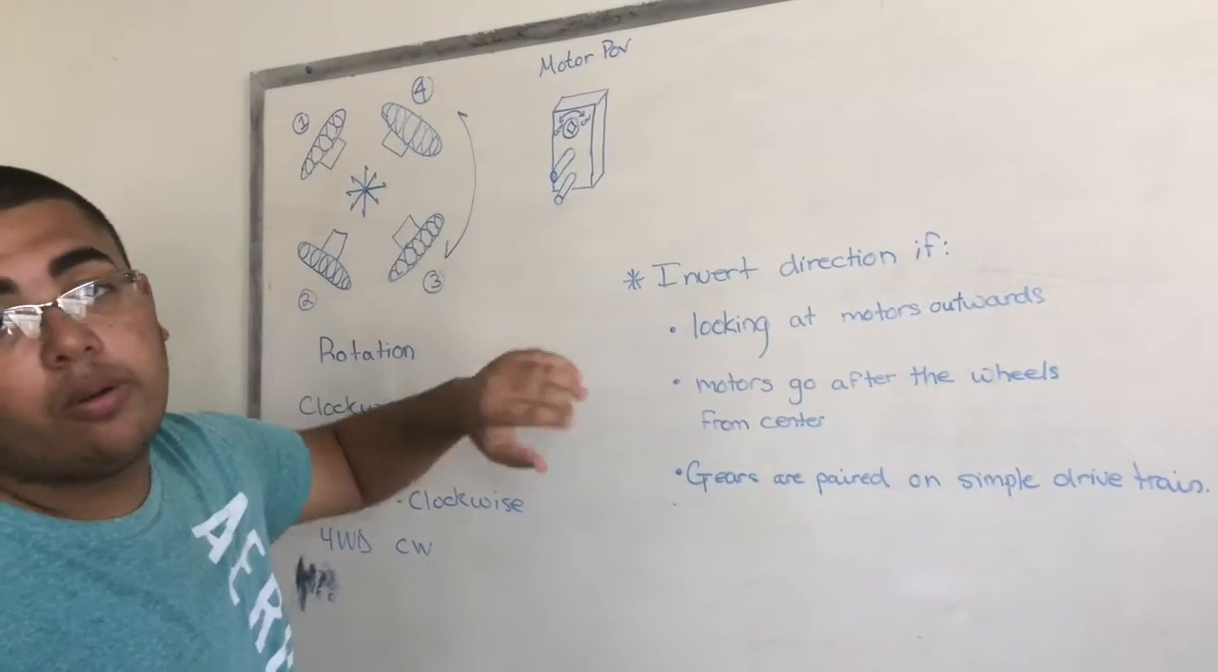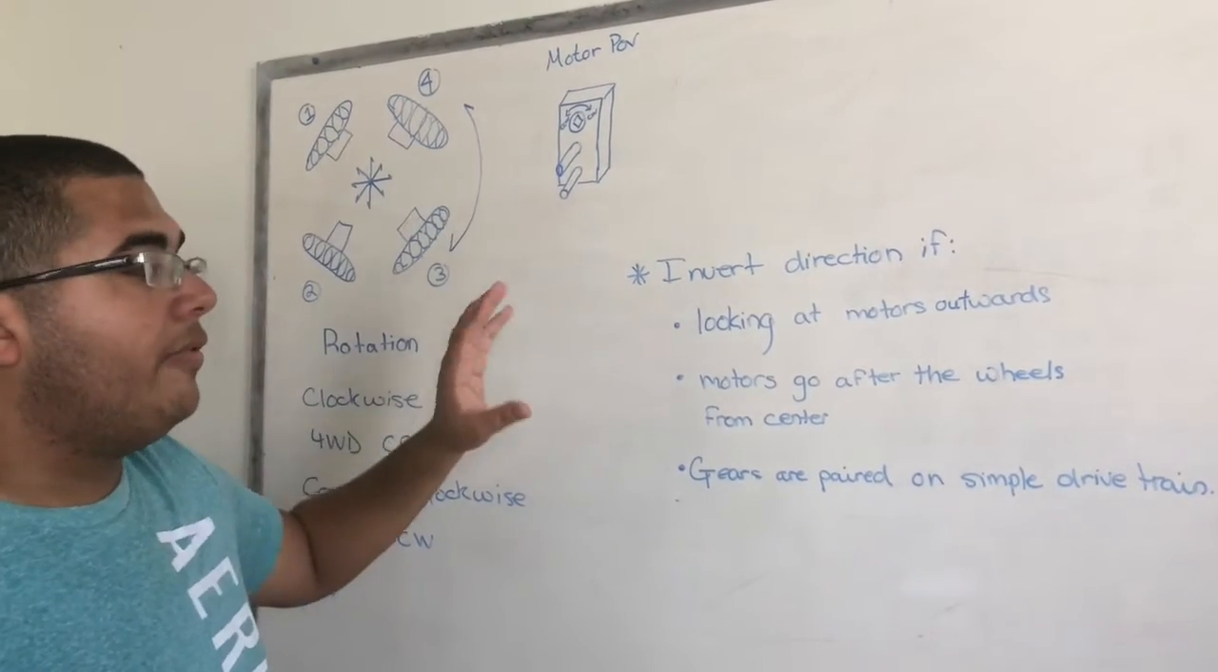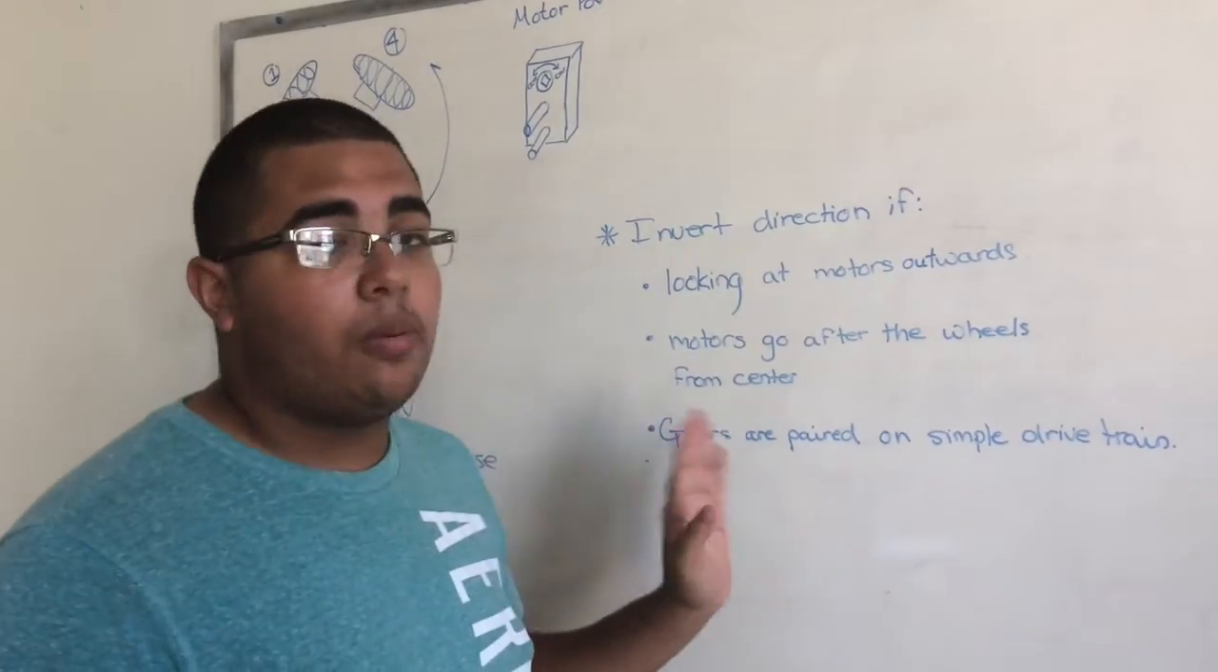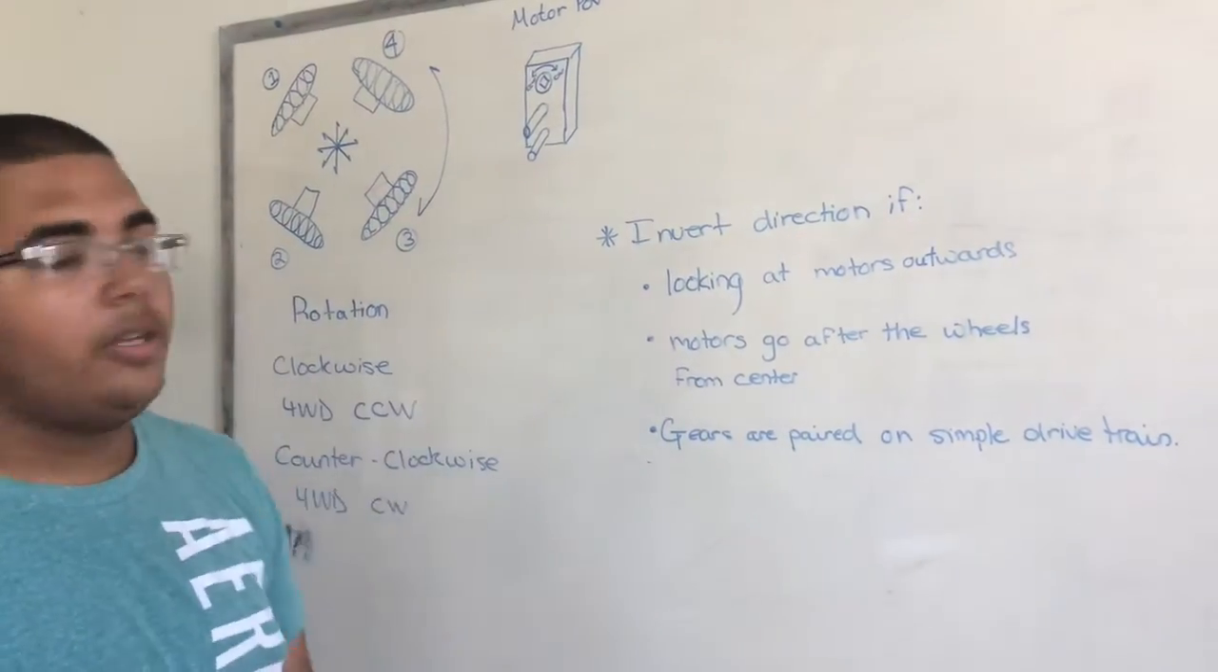We have the motor point of view looking inwards. But if you have the motors established outwards, if you have all your motors after the wheels from the center, if all of your gears are paired on a simple drivetrain, just invert the direction.